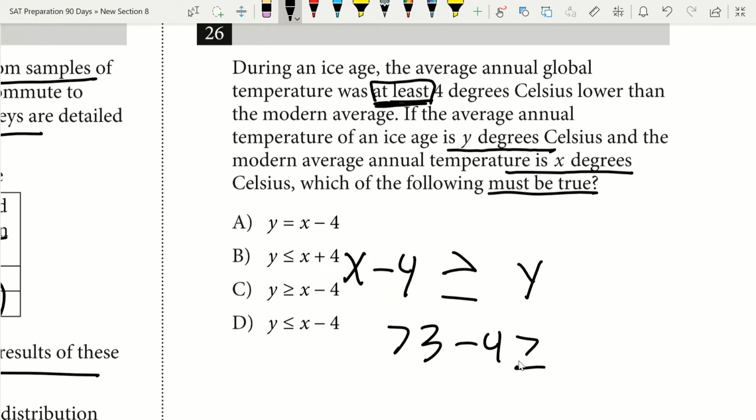Y would have to be 69 or less, okay? So it would have to be something like 68, 67, 62, something like that. But that's really telling us that that's going to be our situation there, right? And notice how I was hesitant there for a minute.